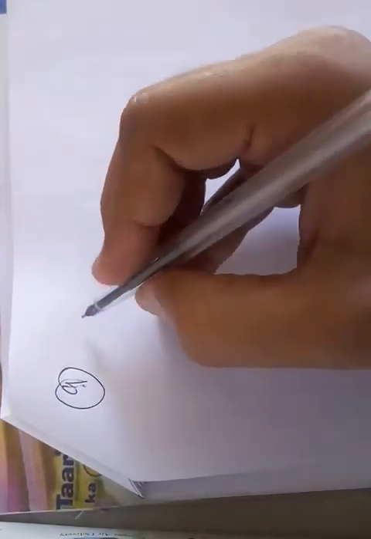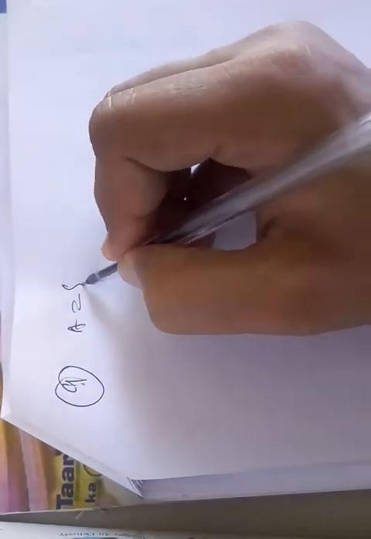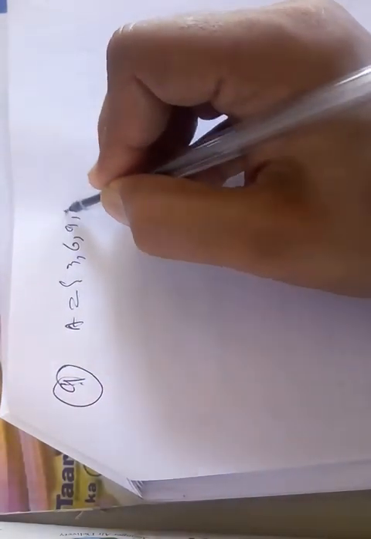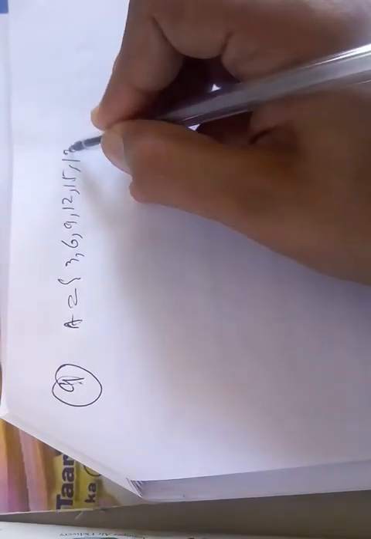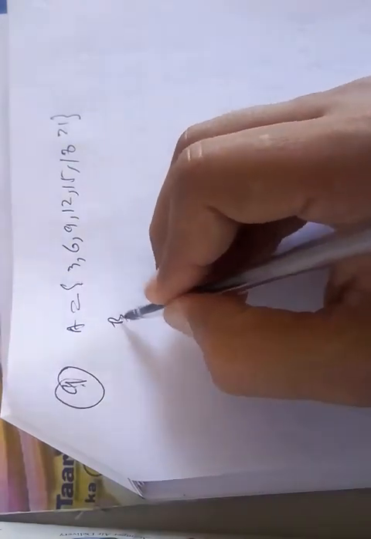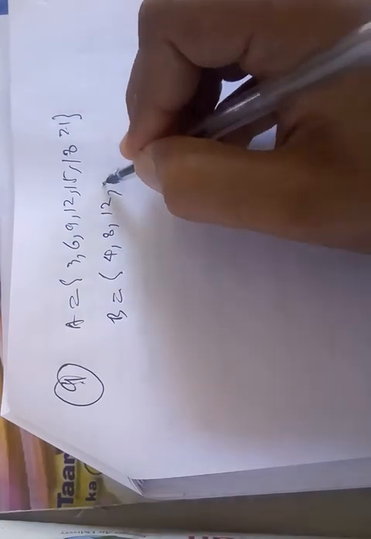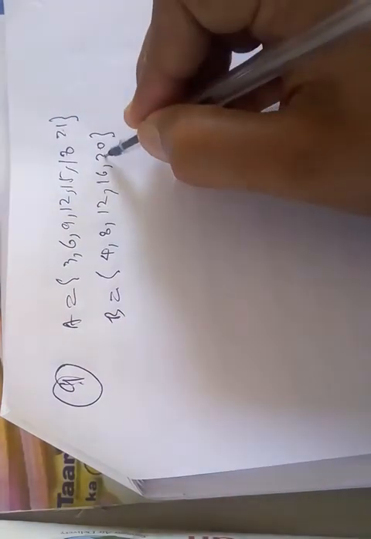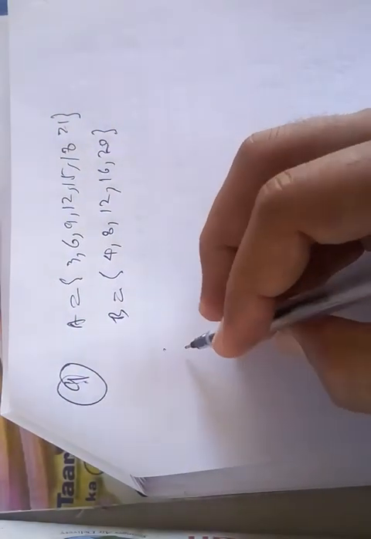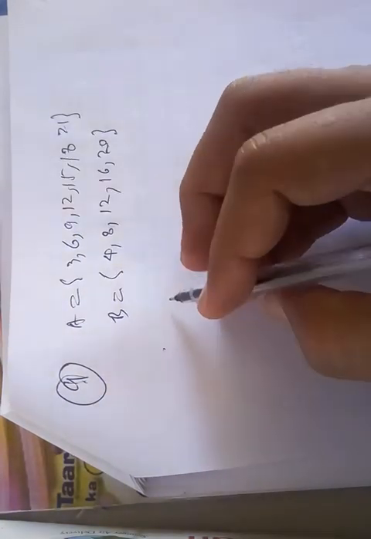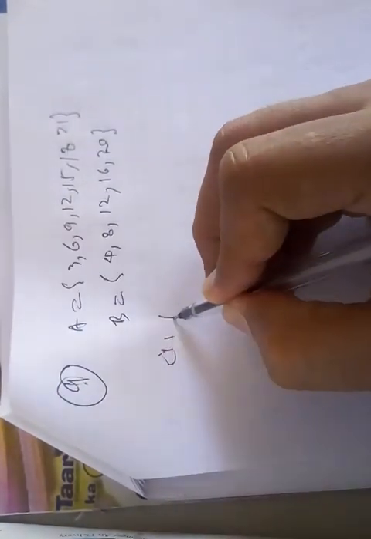Now question number 9, a minus type question. A is given as 3, 6, 9, 12, 15, 18 and 21, and B equal to 4, 8, 12, 16 and 20. C and D are also given, but find only A and B. First part, A minus B.